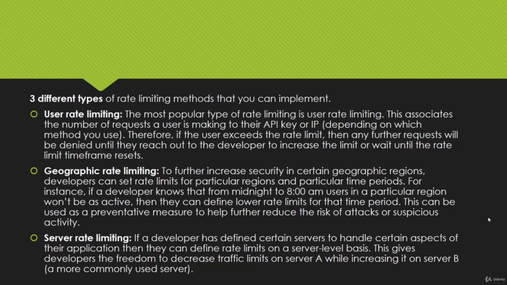After that comes server rate limiting. If a developer has defined certain servers to handle different aspects of their application, then they can define a rate limit on a server level basis. This gives the developer the freedom to decrease traffic limits on server A while increasing it on server B, or many more.